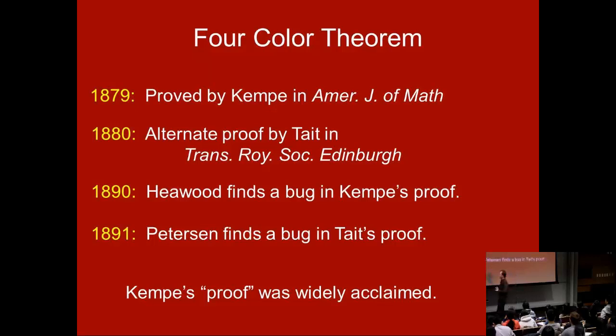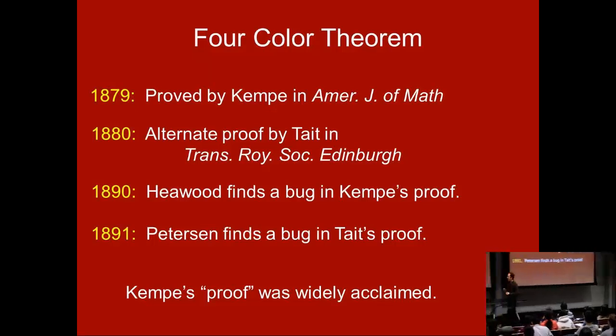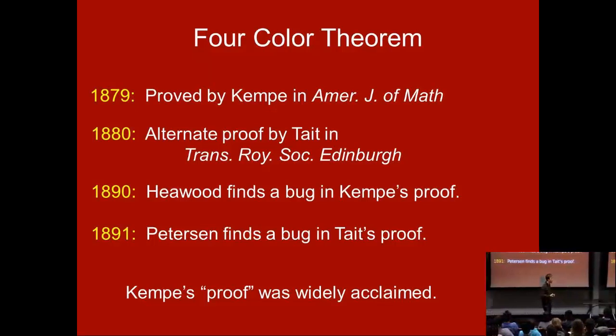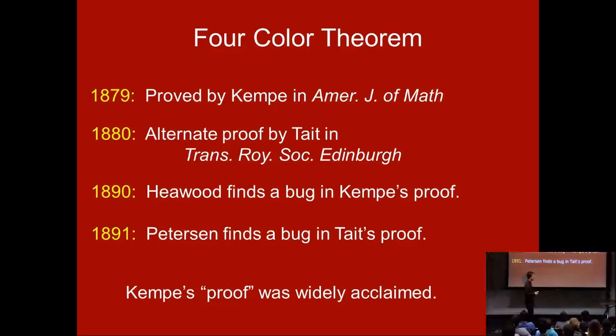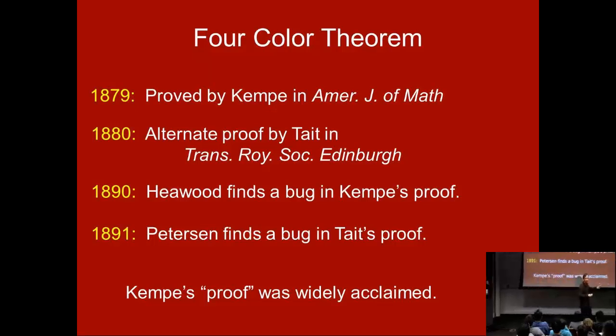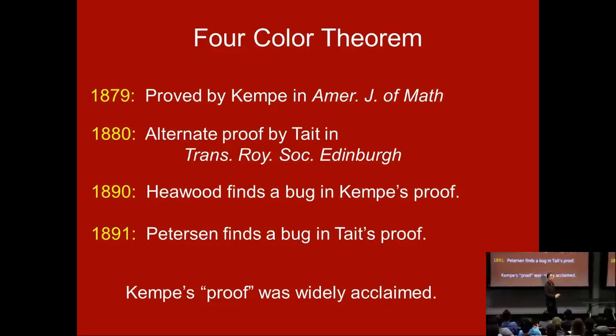But in fact, then 1 year later, another person, Peterson, found a bug in Tate's proof. And so it went back to being people did not know how to prove it. And I like to emphasize that these people were not jokers. Kempe was a well-known mathematician, and people were very widely acclaimed. People were very happy about Kempe's proof at the time.